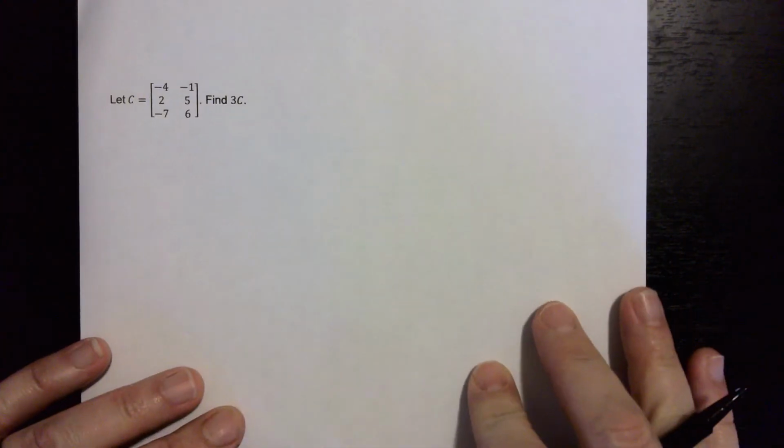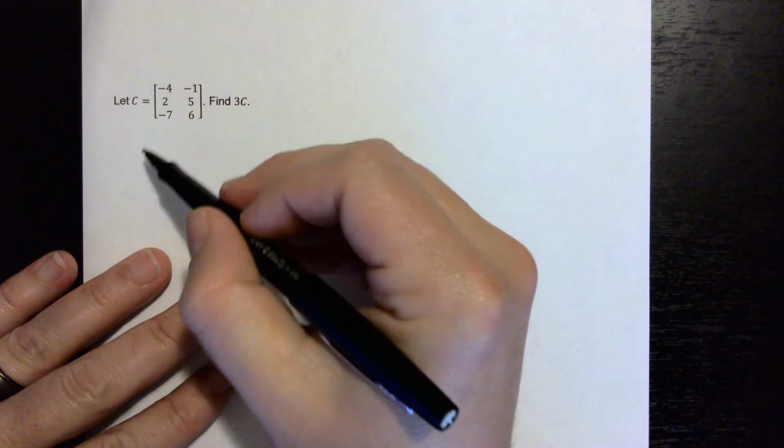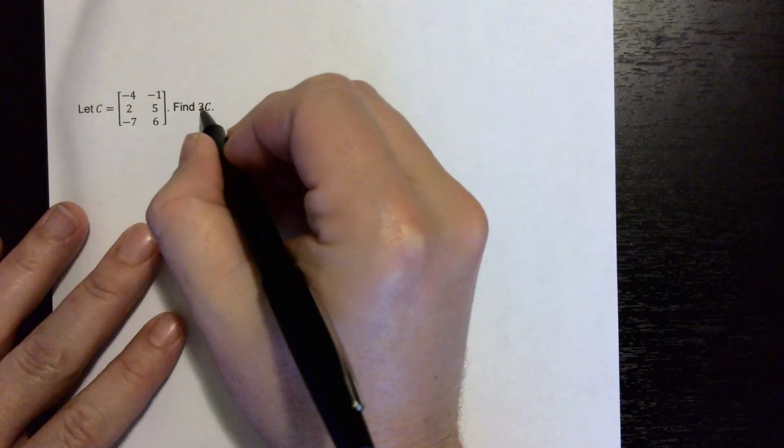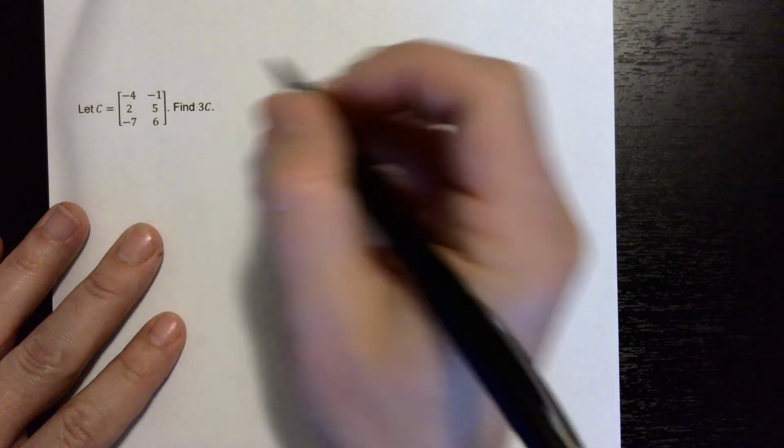Okay, let's look at the next one. So this is a little bit different matrix. It's a 3 by 2. The last one was a 2 by 2, but the process is the same. We're going to multiply this 3 times everything within C to get 3C.